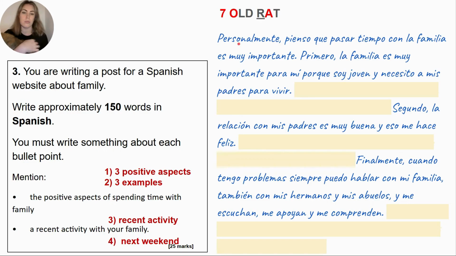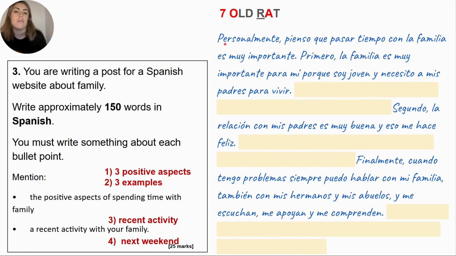Obviously, you could write a paragraph about the 3 positive aspects and then a paragraph about the examples. But I thought that would be a bit difficult to navigate for an examiner. So what I've done, I added here the 3 positive aspects, and then in these spaces, I will provide an example for each of them. Okay, so for me that worked.